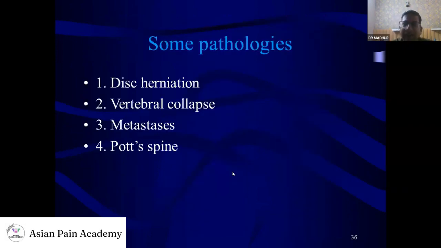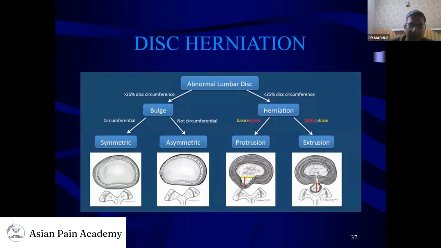Till this moment, we have discussed the normal appearance and normal MRI findings in the MRI LS spine. Now we will see some common pathologies in the LS spine. We will discuss only a few of them, like disc herniation, vertebral collapse, metastasis, and Pott's spine. Just a small slide to discuss the disc herniation.